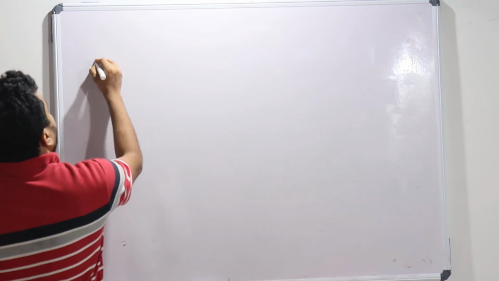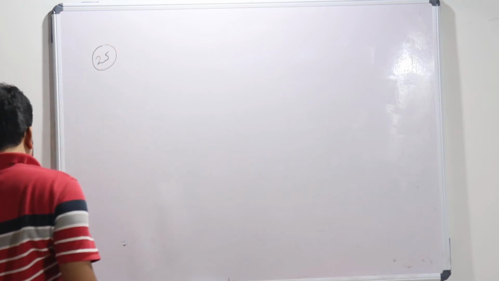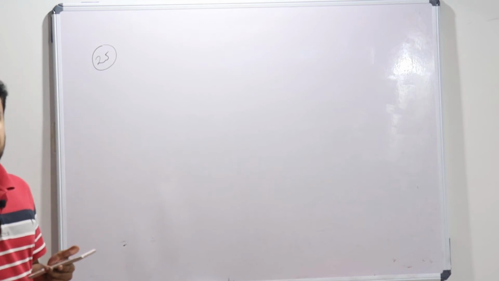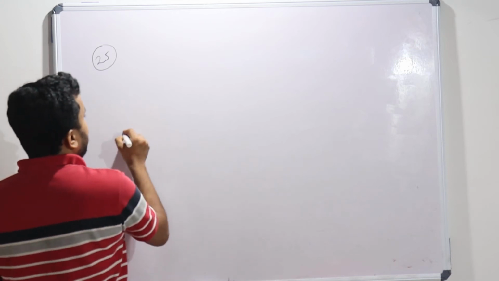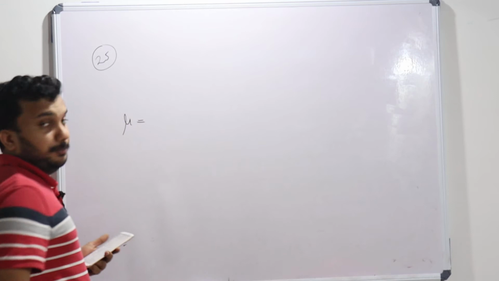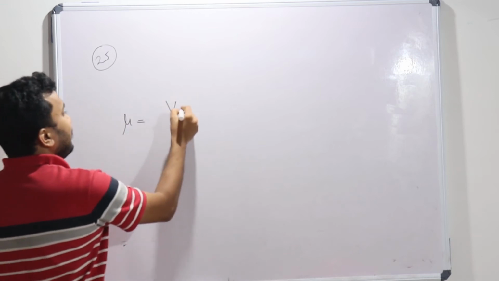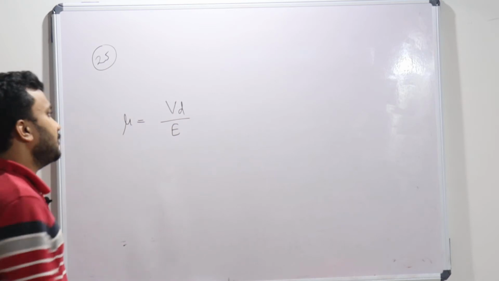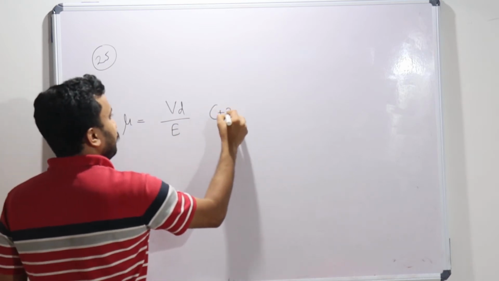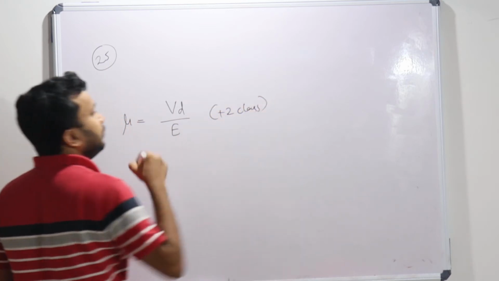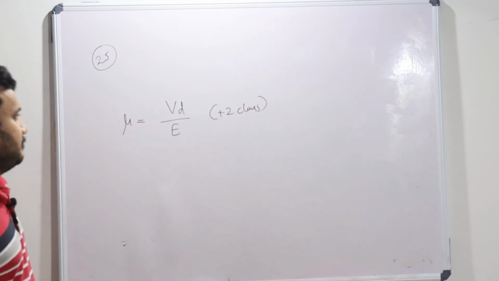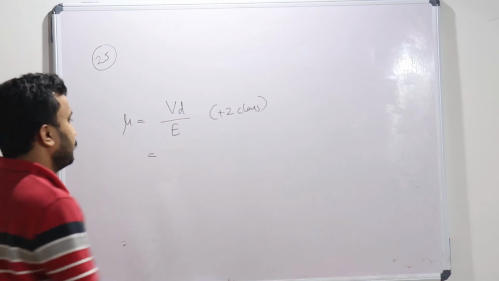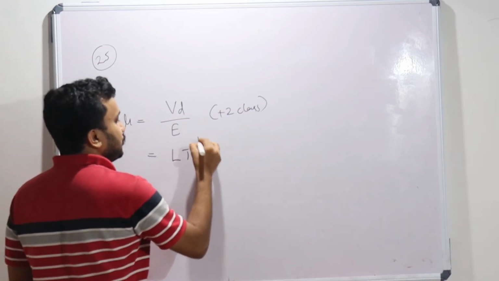Question number 25. The dimension formula of mobility is asked. Mobility is normally represented by the letter mu, and mu equals drift velocity divided by electric field. These equations you will learn in your +2 class, but they come here because of the dimensions. This is mobility, and this is velocity, so the velocity dimension formula is LT raised to -1.